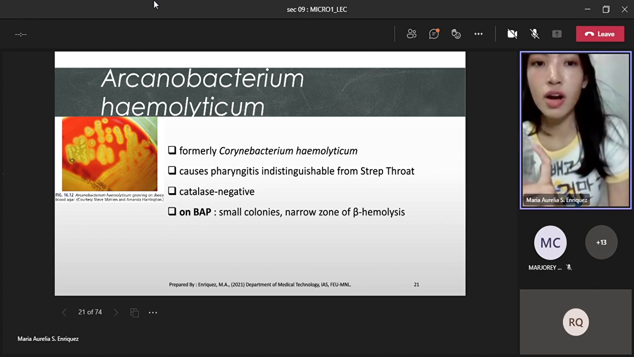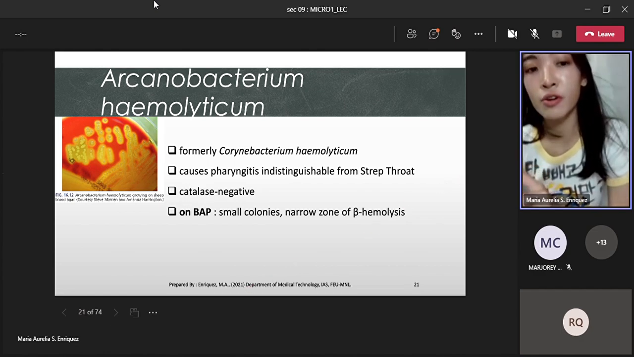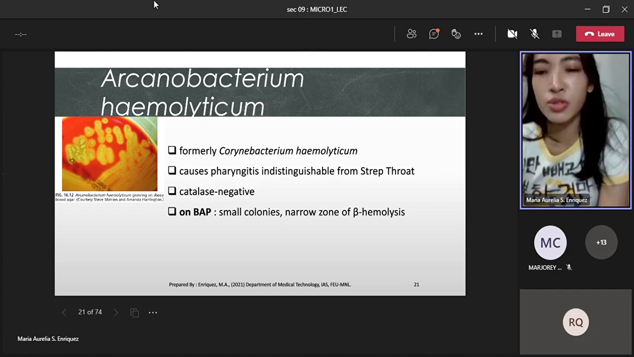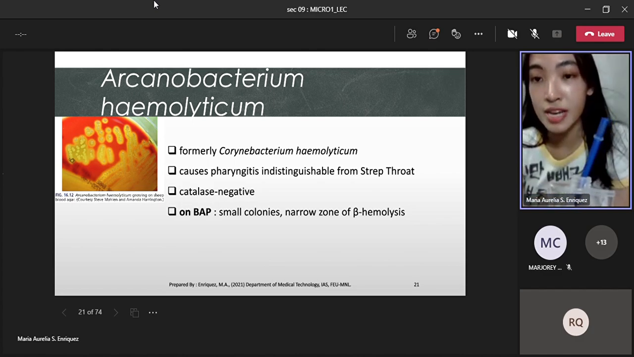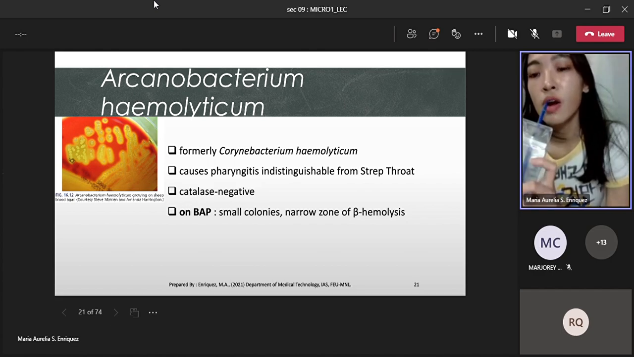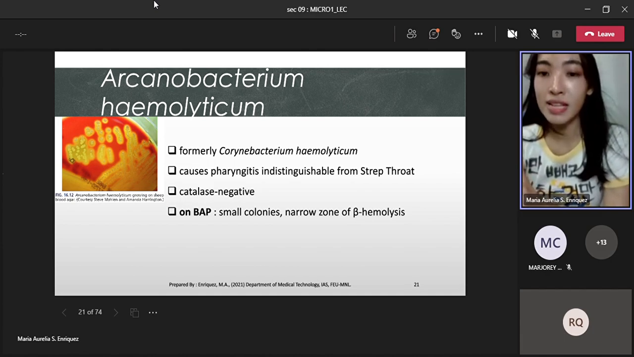Okay, so upon culturing, Arcanobacterium haemolyticum produces small colonies on SBA that demonstrate a narrow zone of beta hemolysis after 24 to 48 hours of incubation, which is similar in appearance to that of beta hemolytic streptococci. So maliban sa clinical presentation, magkahawig din sila ng colony morphology ng ibang beta hemolytic strep. And frequently, a black opaque dot is observed on the agar when the colony is scraped off. Or there may also be pitting of the agar beneath the colony.